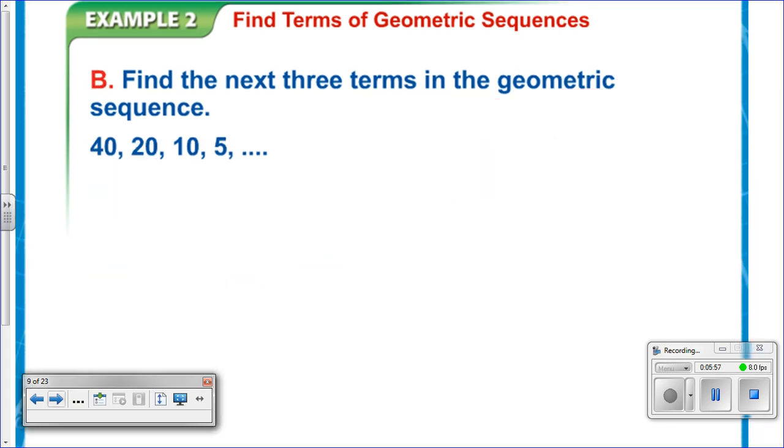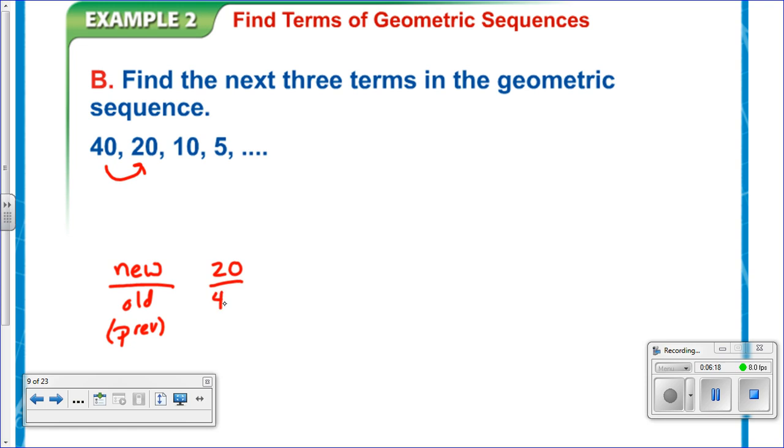Okay, find the next 3 terms in the geometric sequence. So this one, to get from here to here, looks like we're dividing by 2. If you want to do it as multiplication, here's what we're going to do. We're going to do a ratio of the new over old, basically your previous output. So that would be 20 over 40, which is a half. So it looks like we're multiplying everything by a half.